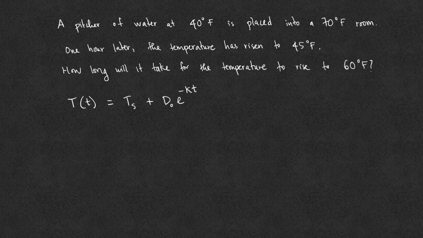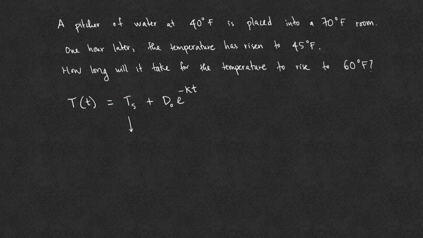The variables in this equation are the capital T for temperature and the little t for time, in this case hours. We will need to find out what T sub S is, the surrounding temperature, D sub 0, which is the initial difference, not the initial temperature but the difference in temperature, and k is also a parameter.